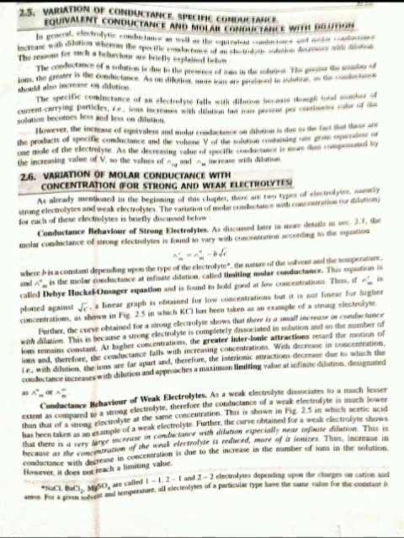NaCl, BaCl2, MgSO4 are called 1,1, 2,1 and 2,2 electrolytes depending upon the charges on the cations and anions for a given solvent and temperature. All electrolytes of a particular type have the same value for the constant B.